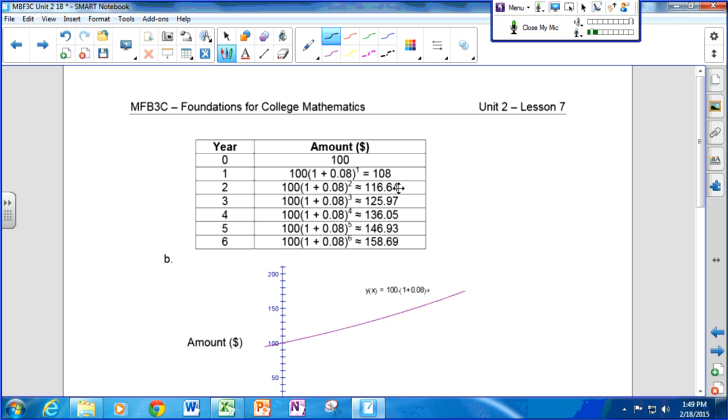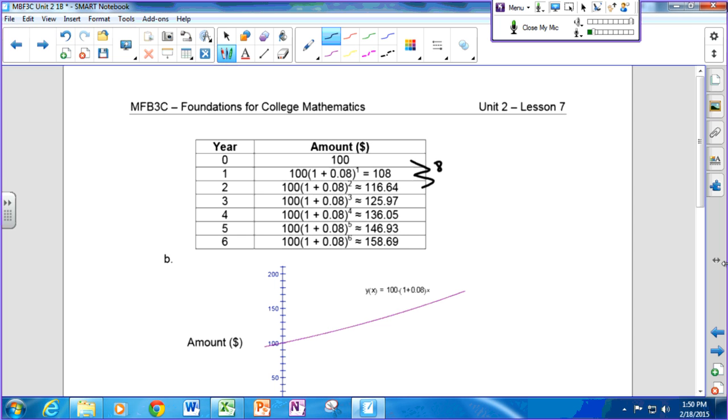Now, the thing that they want you to see here in the course material is that the first differences for these entries are different. The first difference is you just take one number minus the previous one. So let's say I take 108 minus 100, so the difference is 8 right there. Then 116 minus 108, and 116.64 minus 108. Of course you could do this in Excel too.